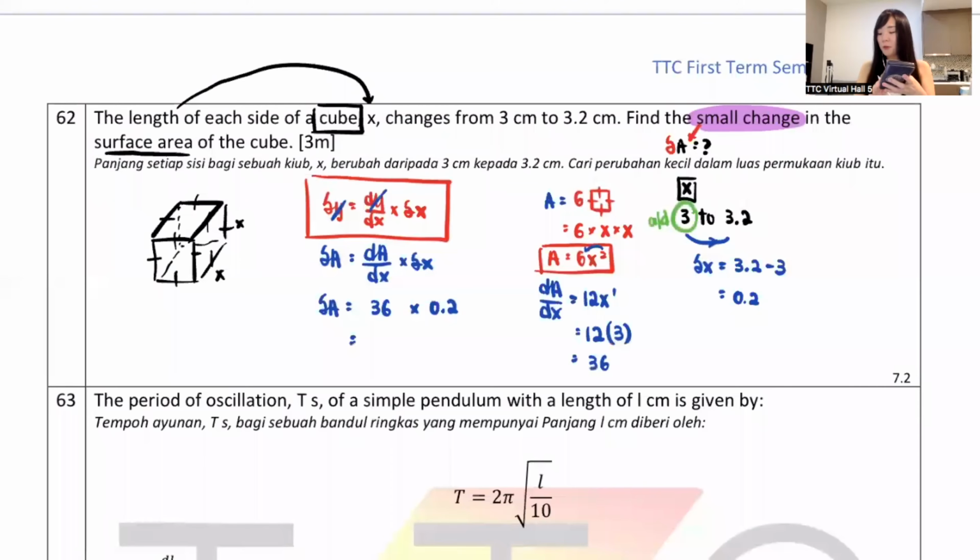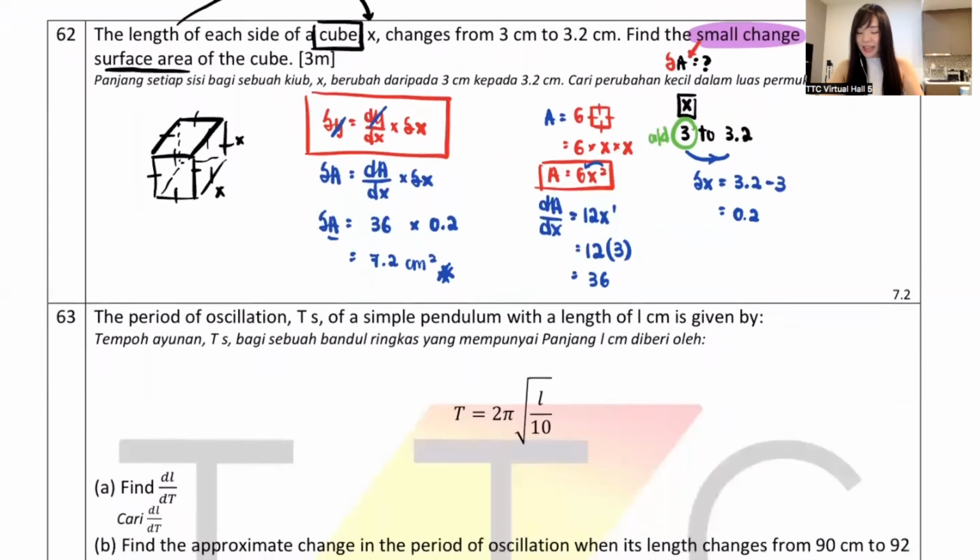36 times 0.2. Are you guys getting the answer? 7.2. Oh, this time got unit, no? This one, don't have cm per second, this is not rate of change, okay? But this one is area, isn't it cm squared? Done again. 7.2, not 72, right? Okay, I move on.